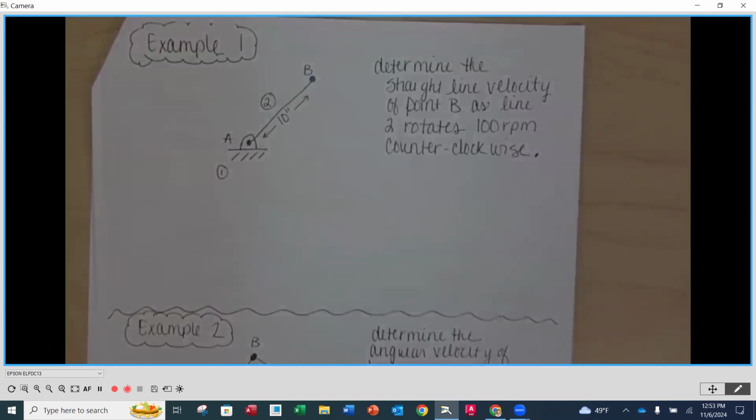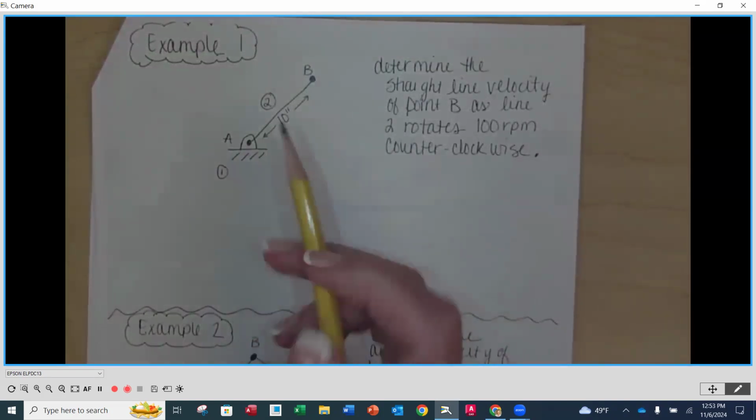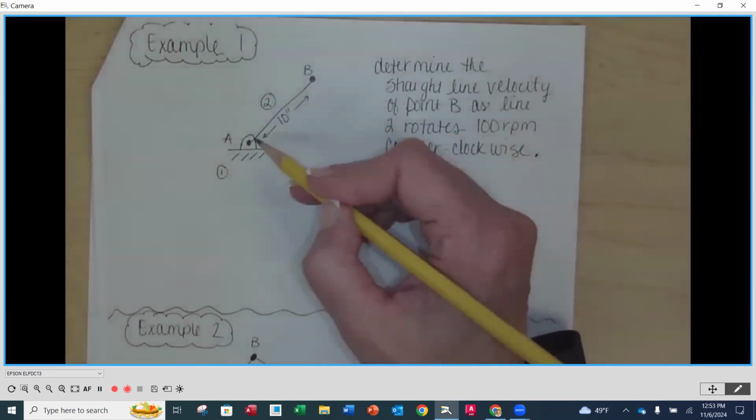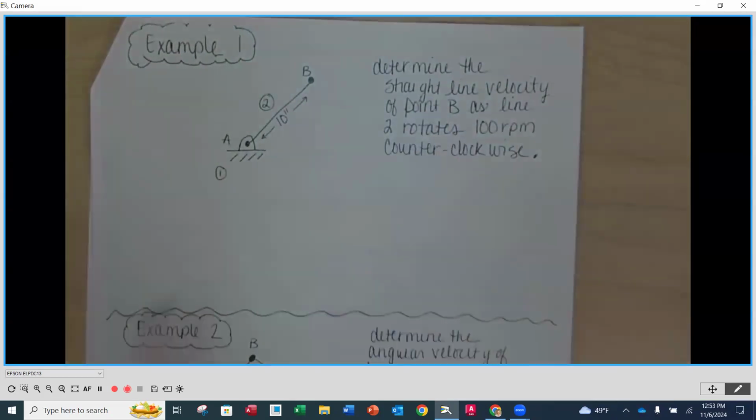So right now we have our kinematic diagram. We have link number 1, which is the frame, does not move, is connected to link number 2 here. And it says that it is rotating at 100 RPMs counterclockwise.